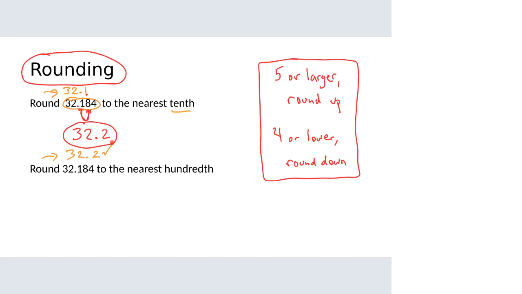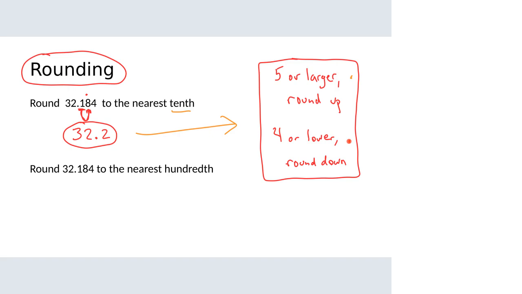So if you're a big picture thinker, that's what we're doing: saying which one is it closer to. If you're more of a step-by-step mechanical person, I'd be one of those, then we're doing this over here. I'm going to find the tenths place. I'm going to look one space to the right. 5 or larger, round up. 4 or lower, round down. That's it. And rounding down would just mean getting rid of everything to the right of that number.